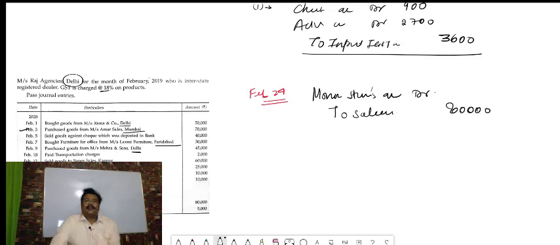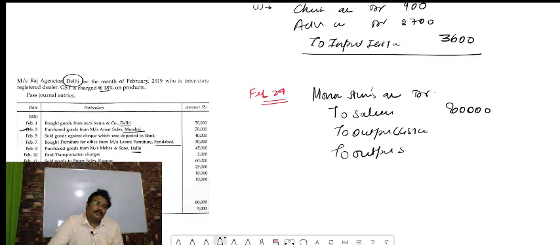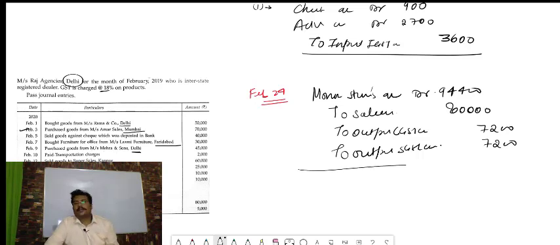And now it is in Delhi, so to output CGST account, to output SGST account. So 80,000, 18% will be 14,400. It will be equally distributed as 7,200, 7,200, and total will be 94,400. Getting my point?